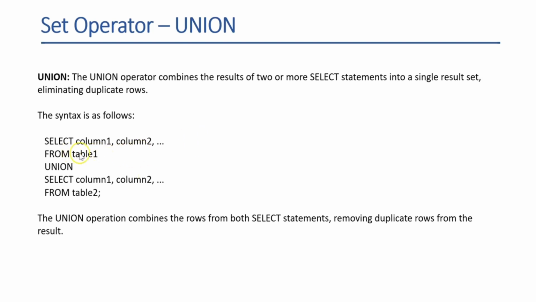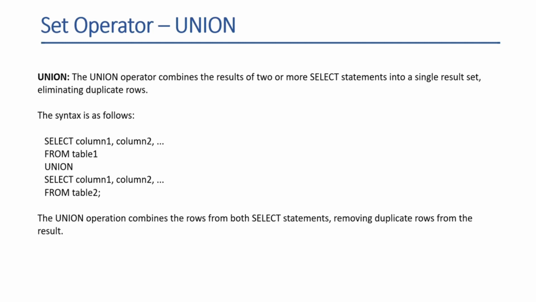So for example, you have table 1 and table 2, and you want to combine the results for both these tables. Whatever columns and rows you have in your first table, you want to combine the rows from your second table. You can use the union operator to do that job, and it will also eliminate the duplicate rows. So let's see with the example.